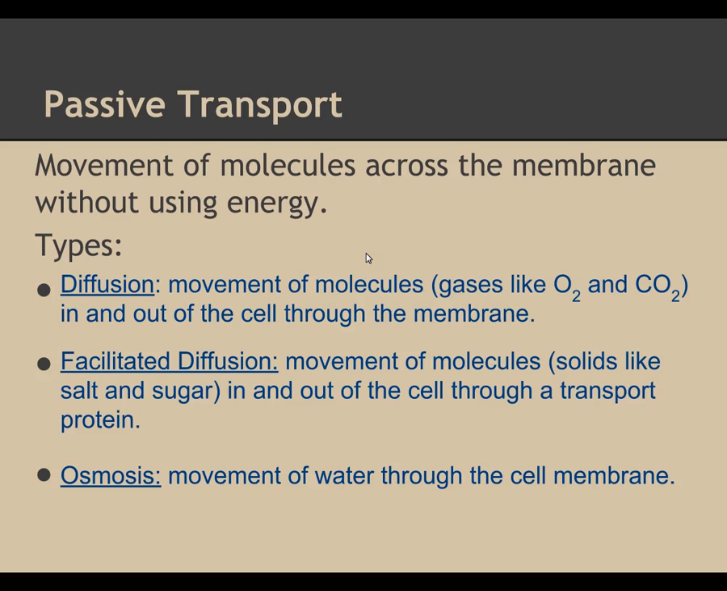So, there are 3 types of passive transport. Diffusion, which is the movement of small molecules like gases, such as oxygen and carbon dioxide. Facilitated diffusion is movement of molecules that's a little bit larger that require transport protein. Okay, so they need a little bit of help. That's where the facilitated part comes in. And then osmosis is exactly the same as diffusion, except we're dealing specifically with water molecules.